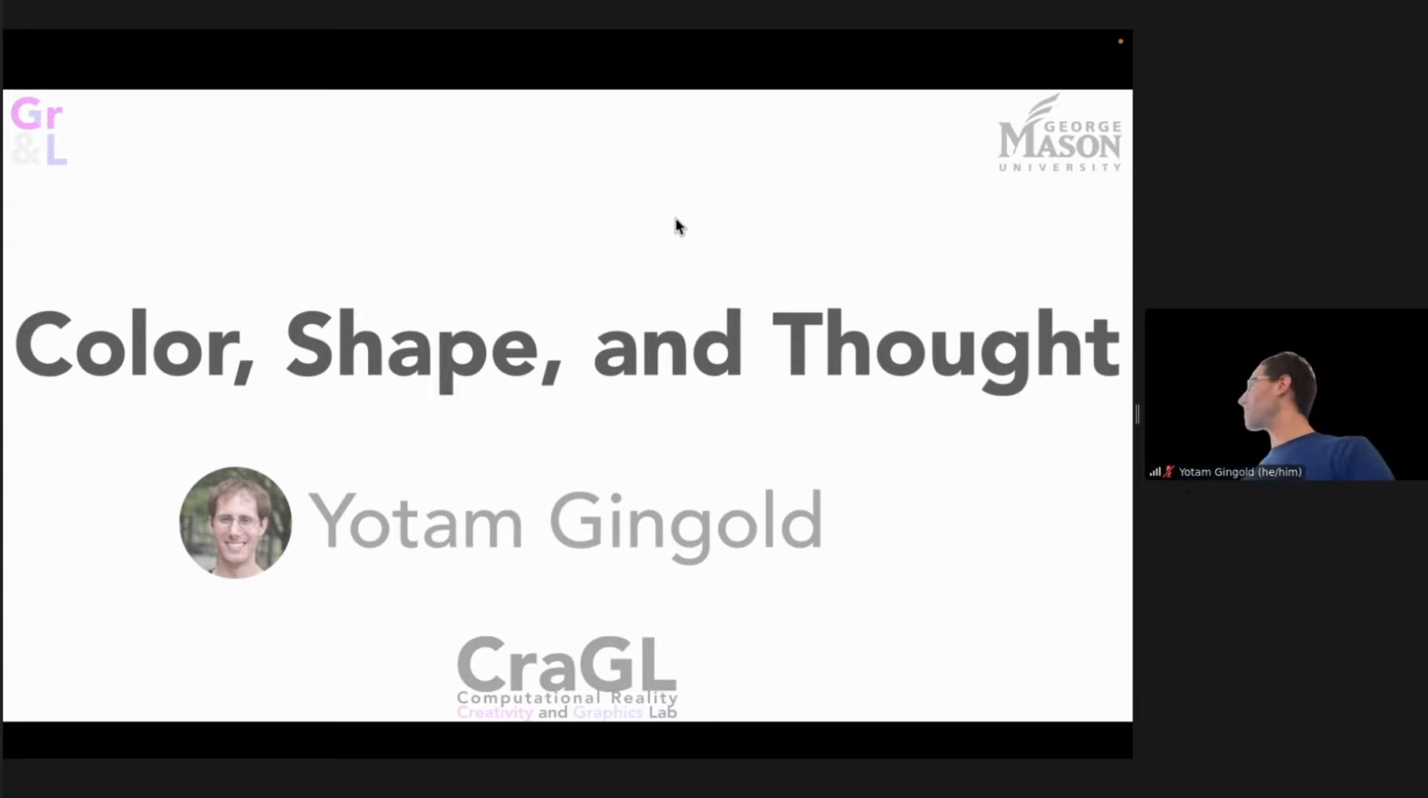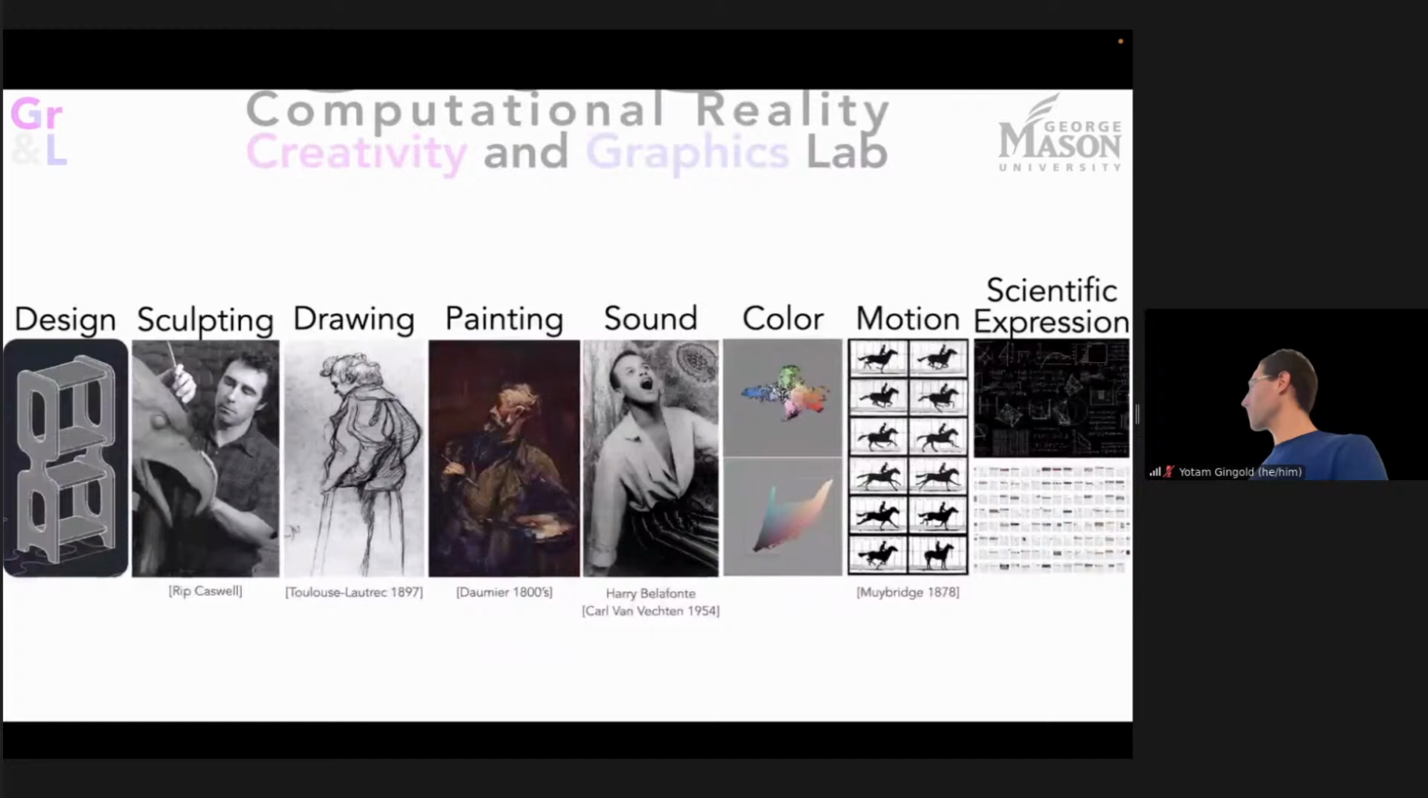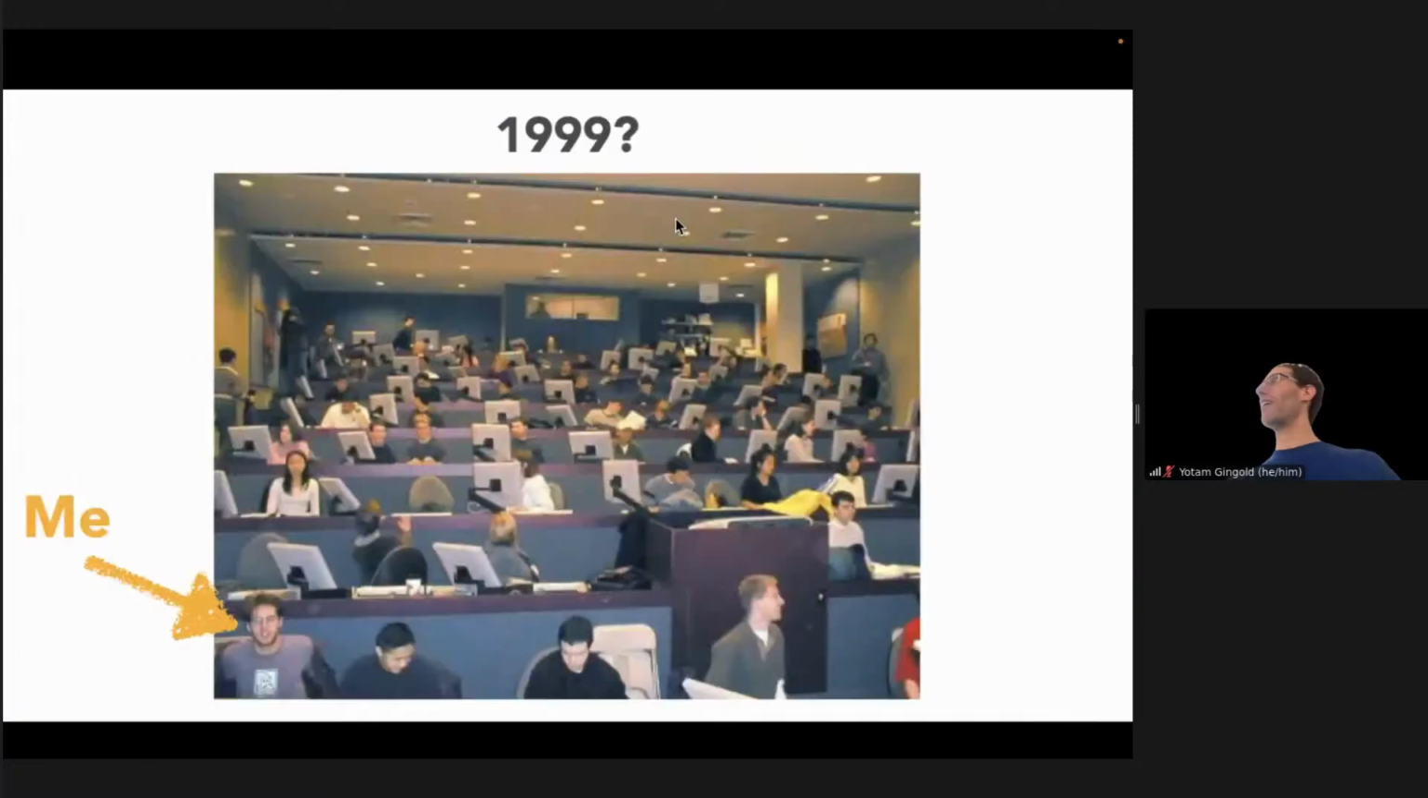Yeah, and I thought, okay, what am I going to talk about? Got a bunch of students. I do work in a bunch of different areas: design, sculpting, drawing, painting, sound, color, motion, scientific expression. I'll give people a grab bag. So before I go any further, this is actually a photo of me in the Sun Lab taken around 1999 or 2000. That's me in the corner. So I don't do this for every talk, but I do that for this talk.